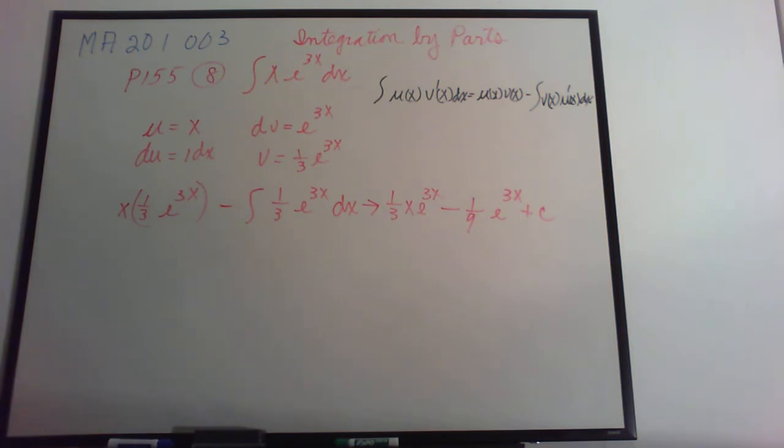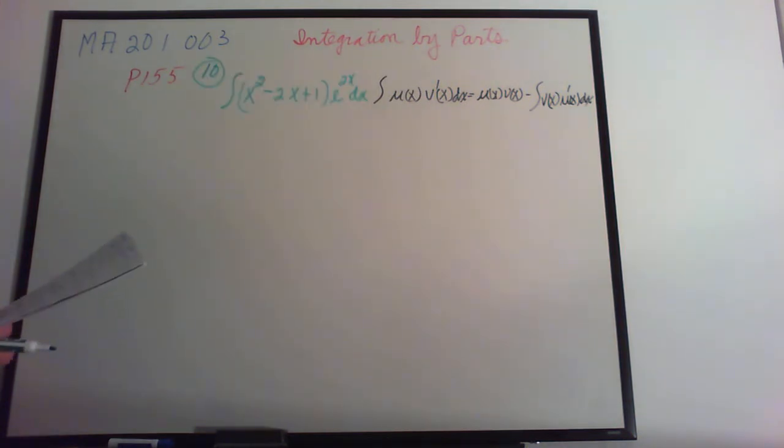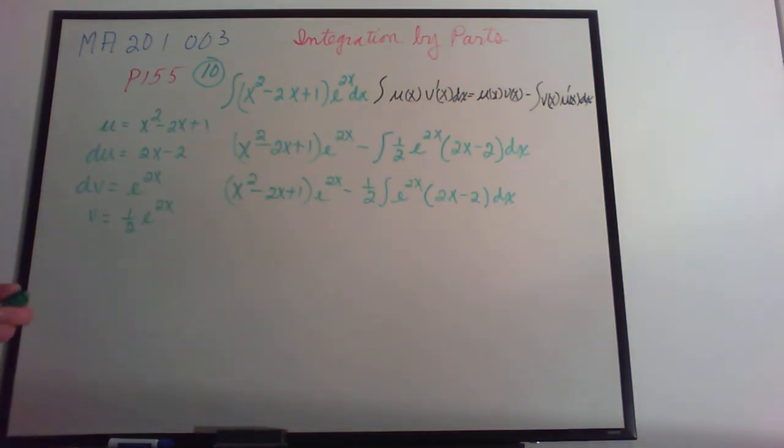Try number 10. All right, that's number 10. Select a u, select a v, and see how you do with it. I will put the work on the board, pause the video, come back and check your work. All right, how many of you got this far?